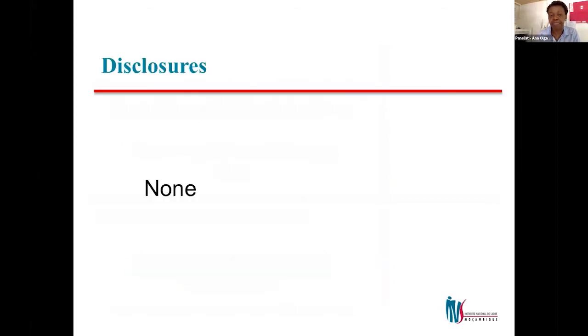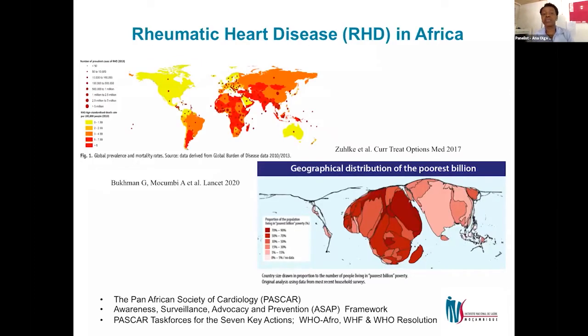So I have no disclosures. And to start, I will share what is the current situation of Africa in terms of data, giving the example of what we have for rheumatic heart disease, which is one of the areas where researchers have been most actively investing in the continent.